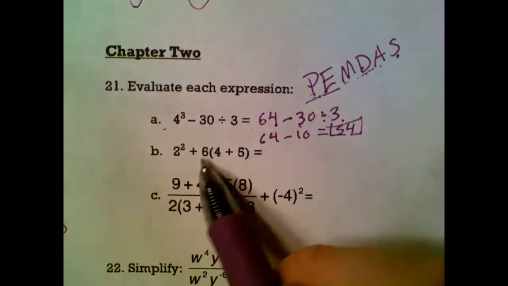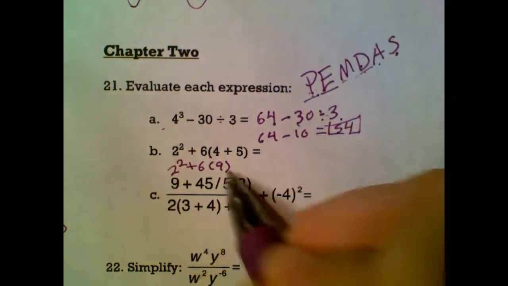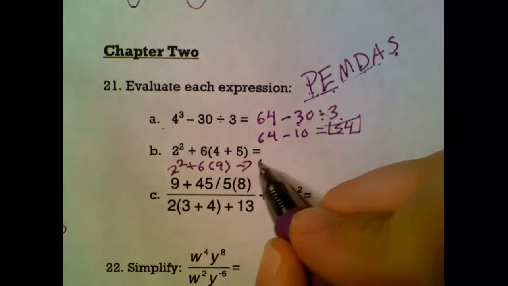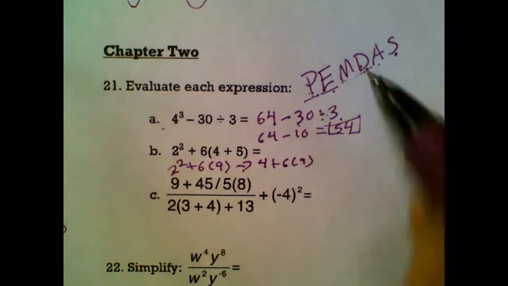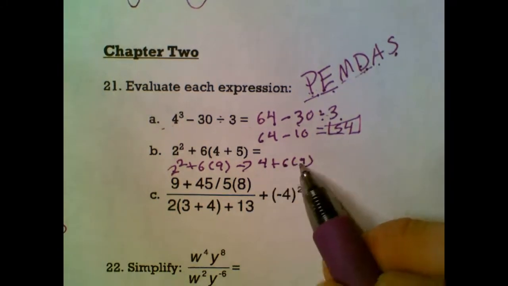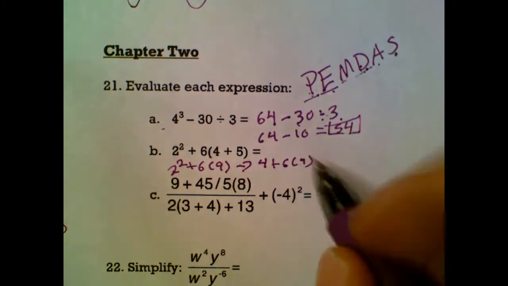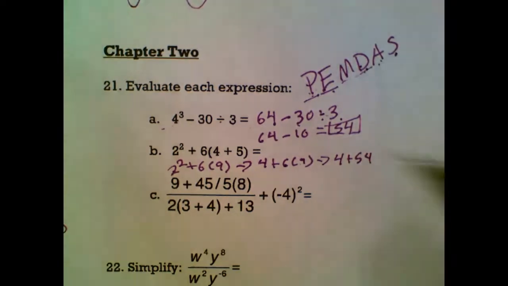Okay, moving on to B. First, parentheses. 4 plus 5 is 9. So we got 2 squared plus 6 times 9. Next up, exponents. 2 squared, well that's 4. So we got 4 plus 6 times 9. Next up, multiplication, division from left to right. Scanning. Oh, there we go. 6 times 9, just so I don't make a mistake. Let's see, we got 54 for that. So this is 4 plus 54. Now the last thing we can do is add. So we got 58. There we go.